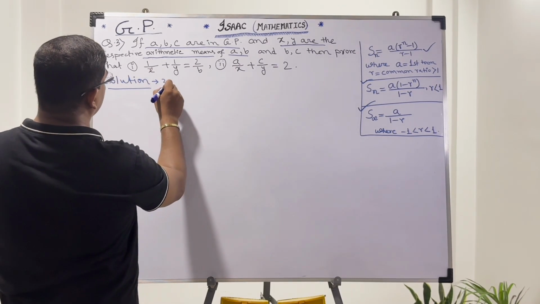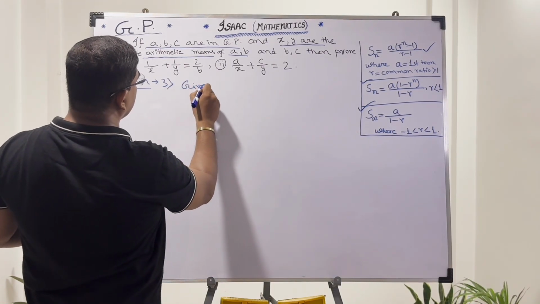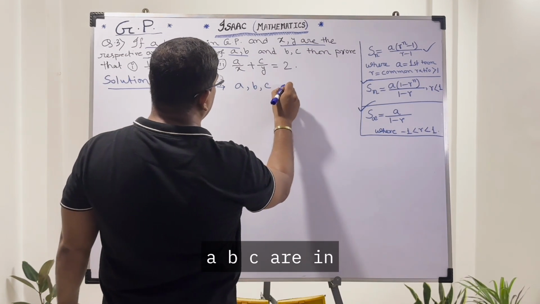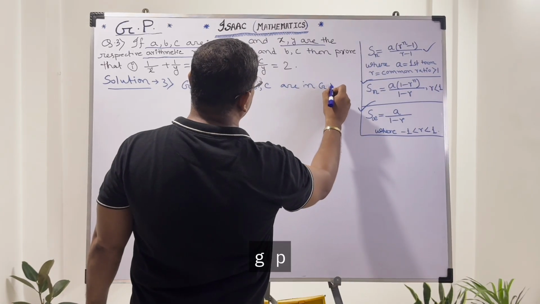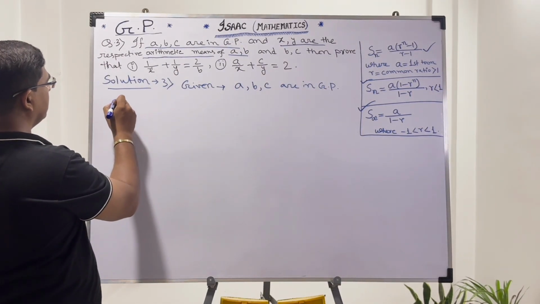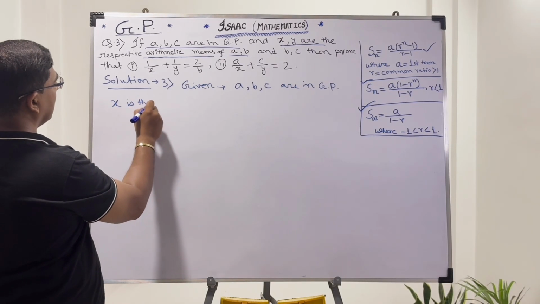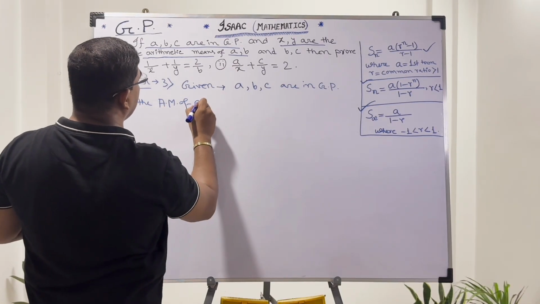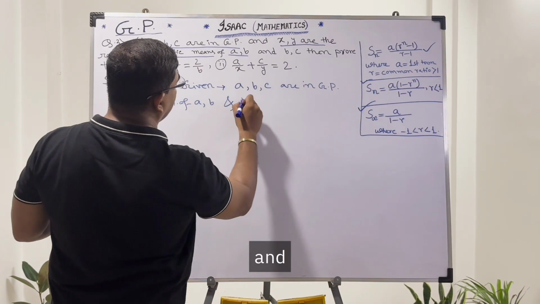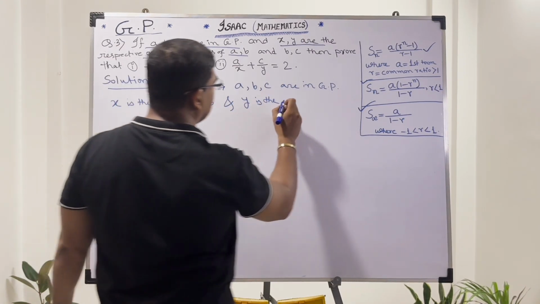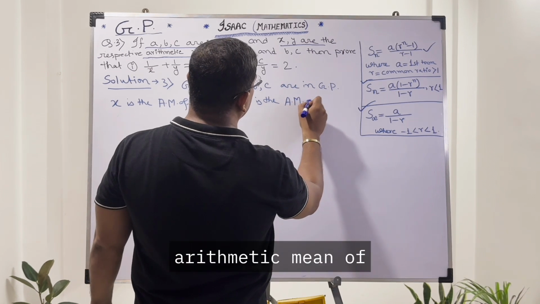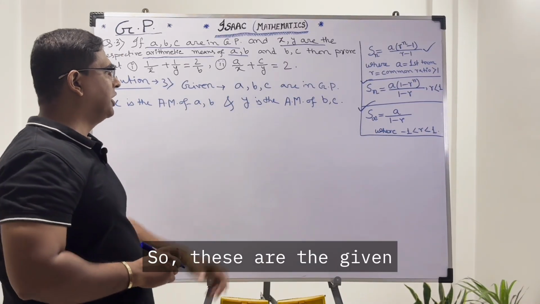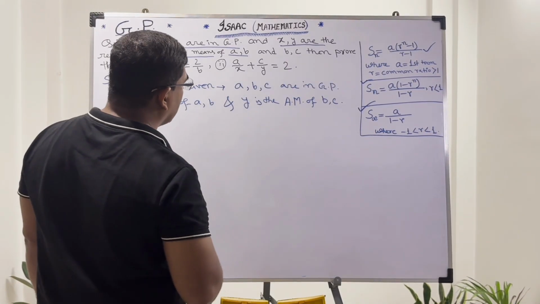Solution 3. Given A, B, C are in GP, X is the arithmetic mean, that is AM, of A and B, and Y is the arithmetic mean of B and C. Okay. So, these are the given conditions.